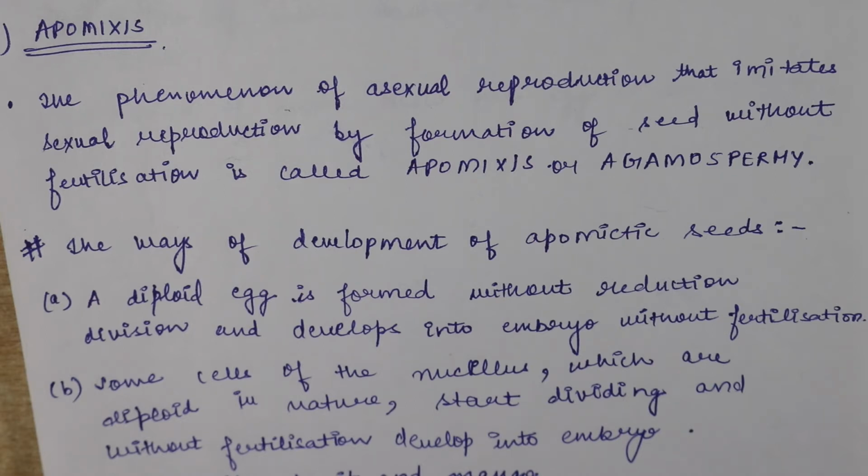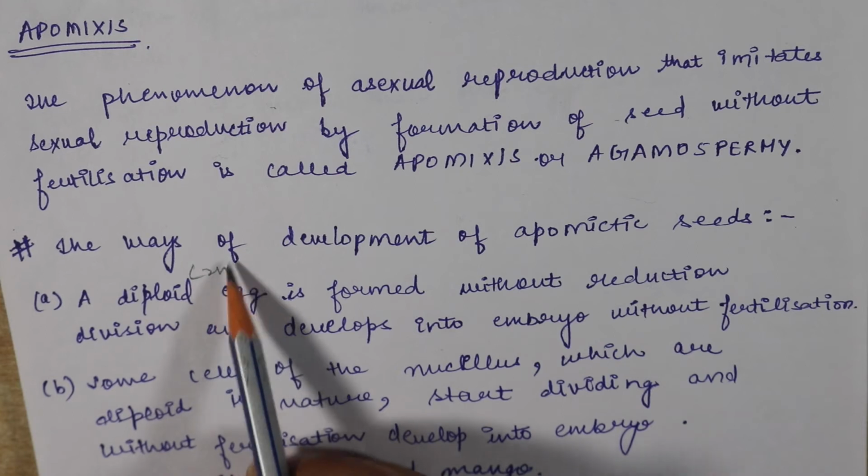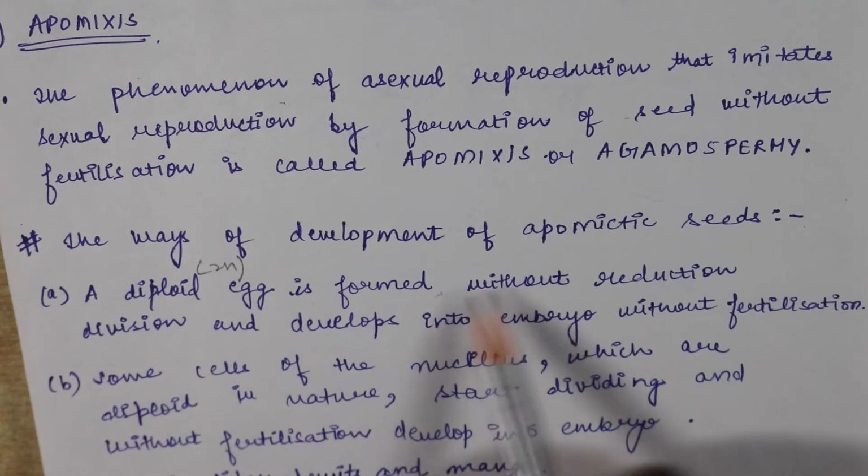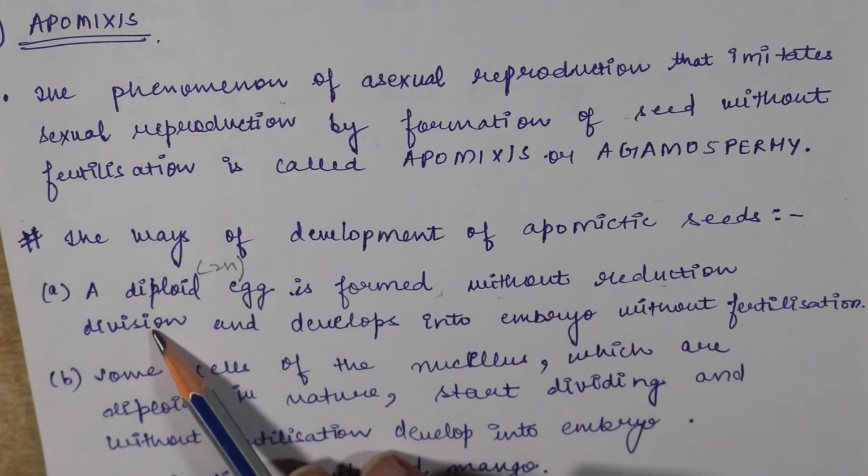So what are the ways of development of apomictic seeds? First, a diploid egg is formed without reduction division and develops into embryo without fertilization. Means a diploid egg, means diploidy is 2n, is formed without reduction division.